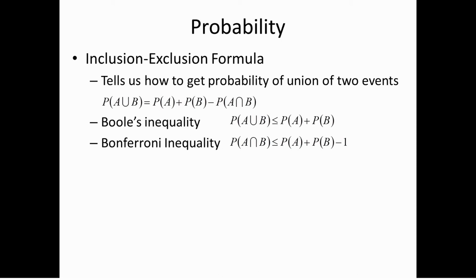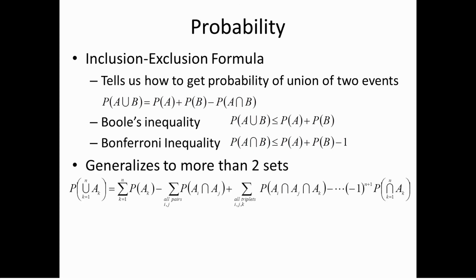And I'm going to have you prove these as exercises. Now, it's useful to note that there are generalizations. What if we had the union of 3 or 4 or a countable number of sets? Do we have these sorts of formulas? And the answer is yes. This is the generalization of the inclusion-exclusion formula to a finite number of sets.